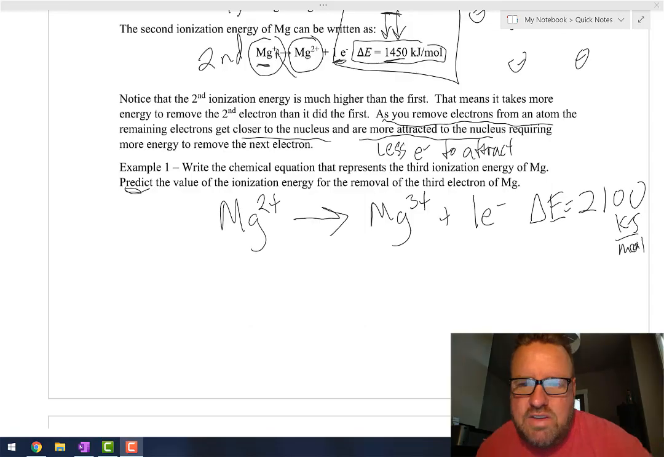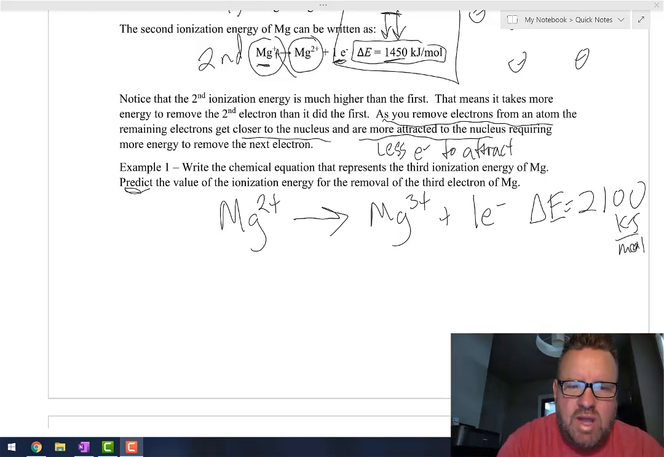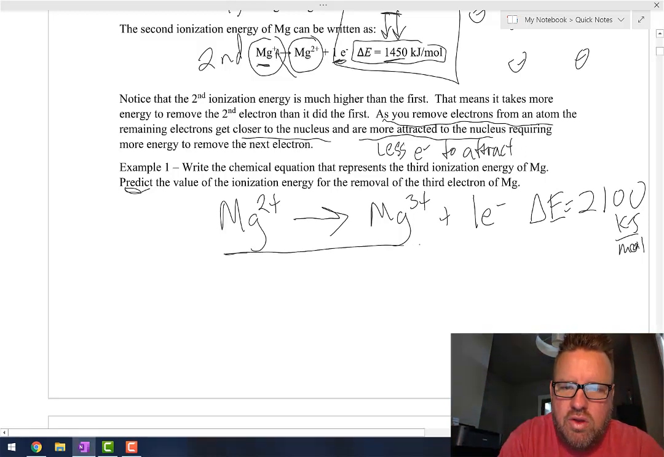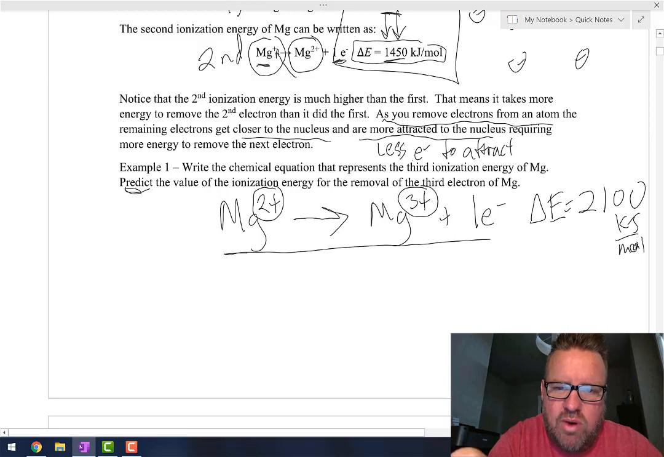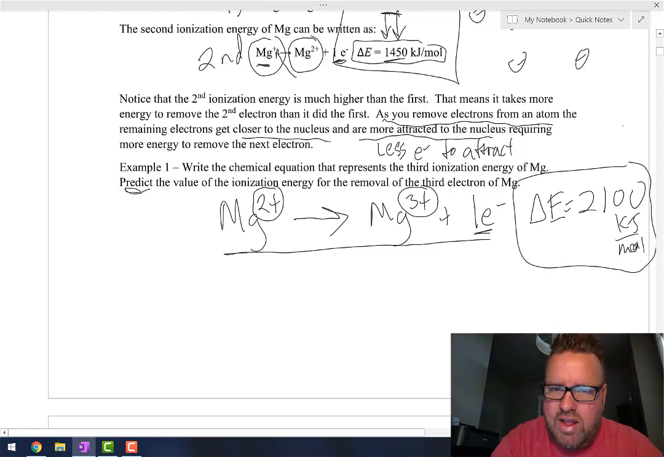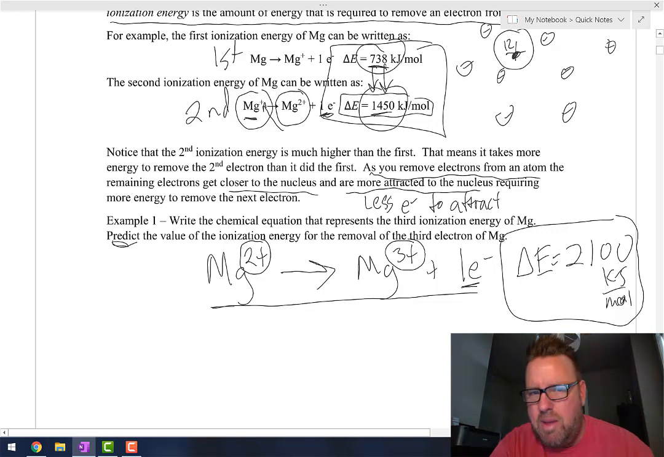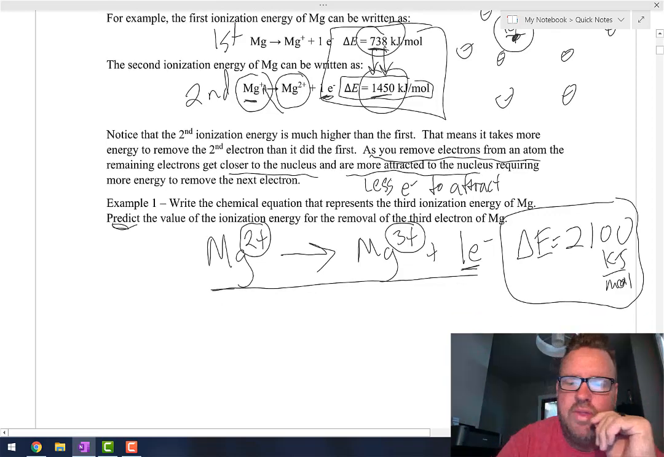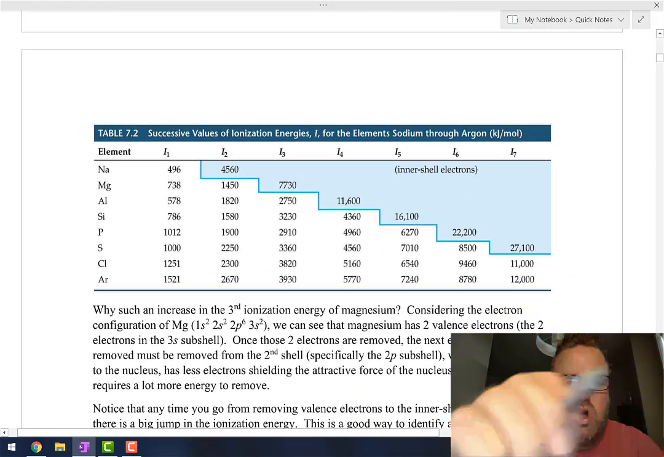So at the end of our last video, we had talked about the third ionization energy of magnesium, and we wrote this equation here where we said, well, the third ionization is when you take magnesium that's already lost 2 electrons and it loses 1 more to become magnesium 3+, and there's that extra electron that's now lost. And we predicted that the ionization energy, kind of based on these numbers right here, would be around 2100, maybe 2200.